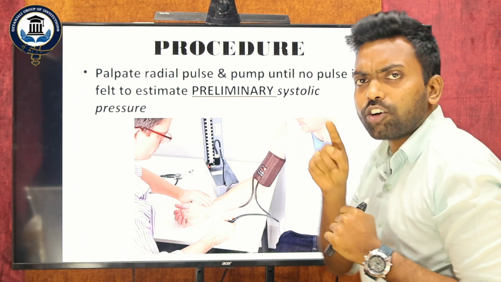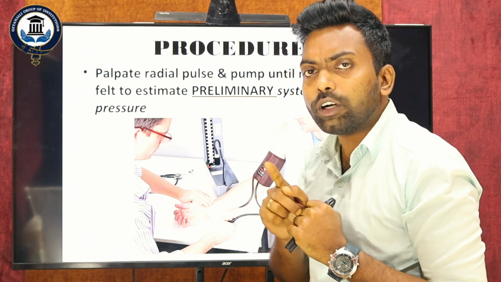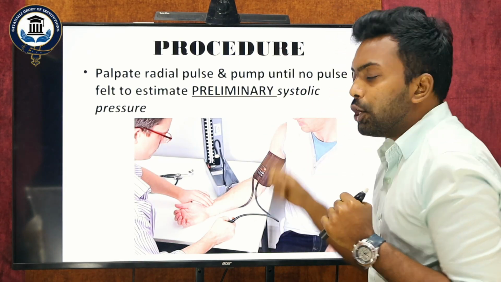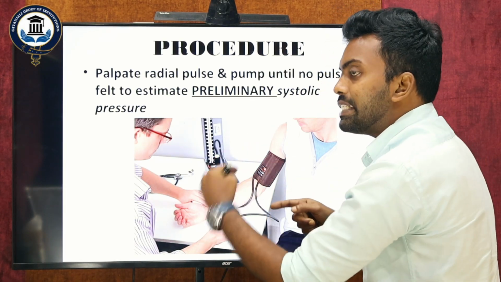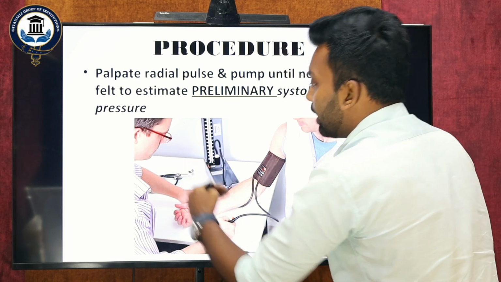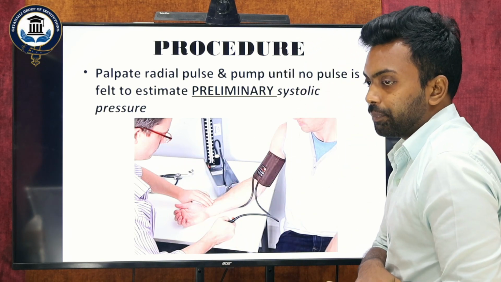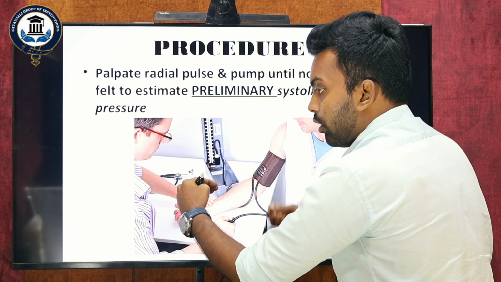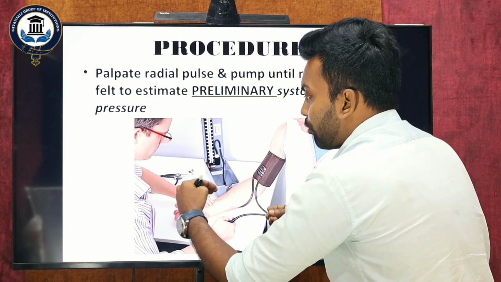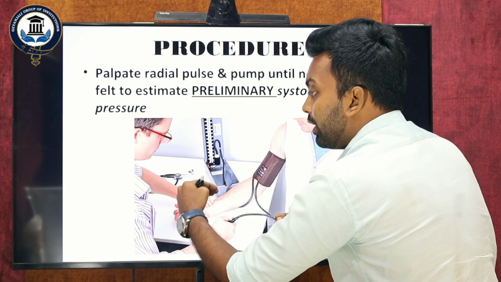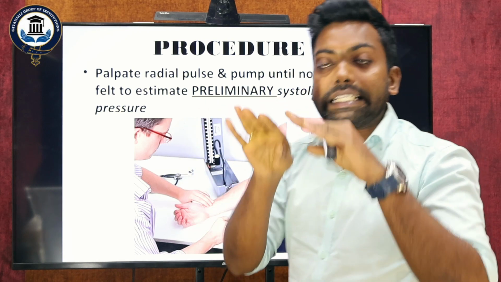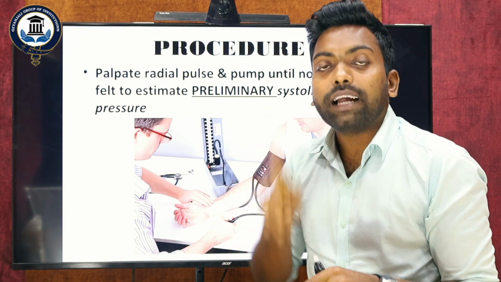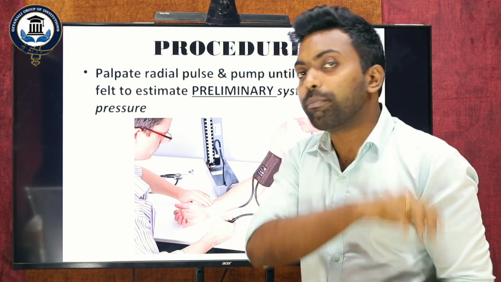Wherever you might face, on 130, 140 or 120, it depends on the patient's condition, you feel the strong pulsation. That is called the systolic pressure. And slowly you can release the air. Then at one point, the pulsation will disappear. Where the pulsation disappears, that is called the diastolic pressure.